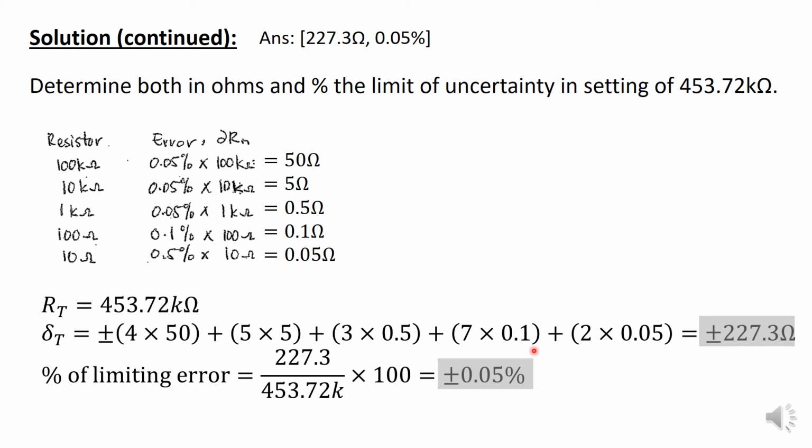Now let's find the percentage of error for the total resistance. 227.3 divided by the total resistance, multiplied with 100 because we want to get the percentage. So 0.05% is the percentage of error of the total resistance for 453.72 kilo ohm.